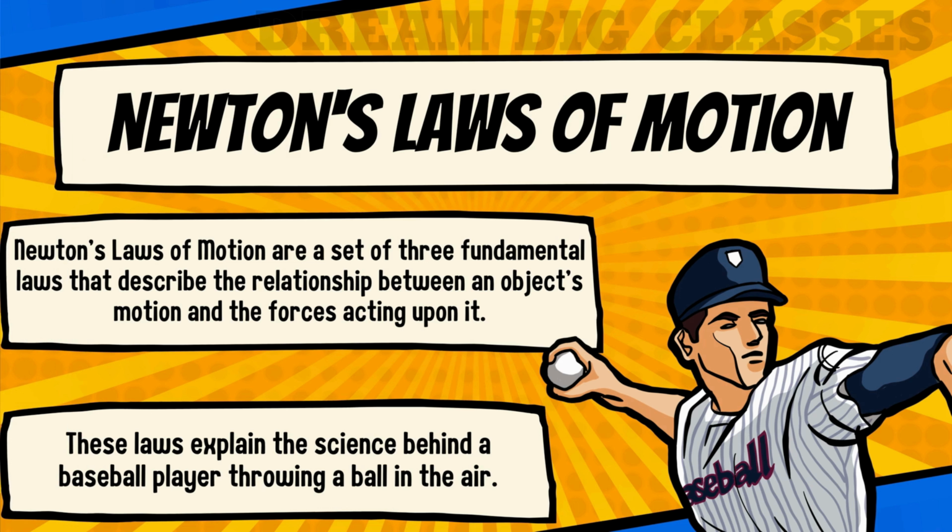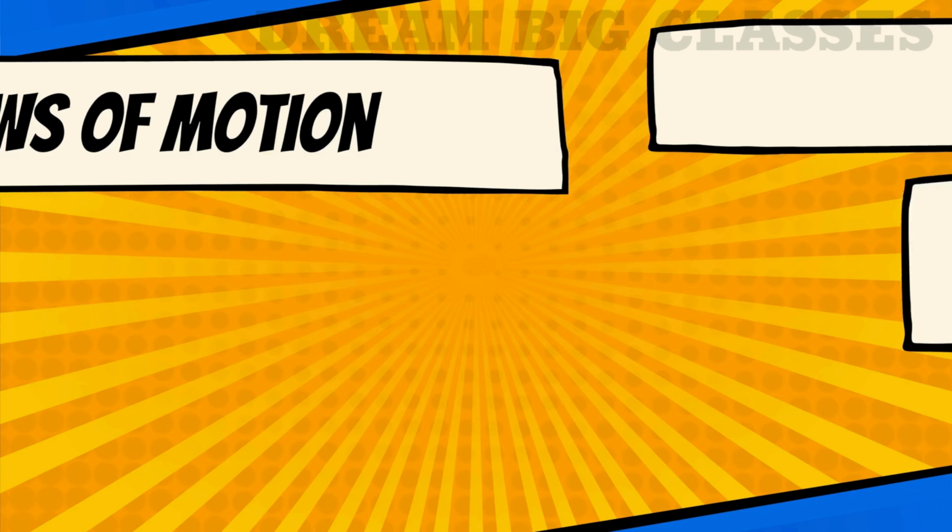So what exactly are Newton's laws of motion? Newton's laws of motion are a set of 3 fundamental laws that describe the relationship between an object's motion and the forces acting upon it. These laws explain the science behind a baseball player throwing a ball in the air.